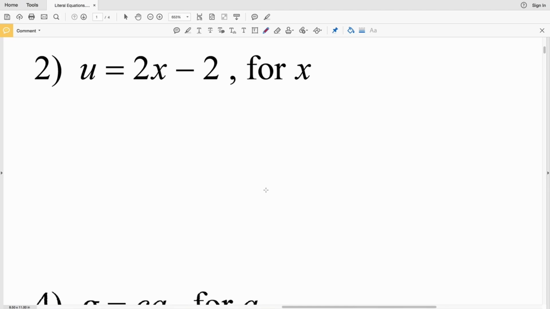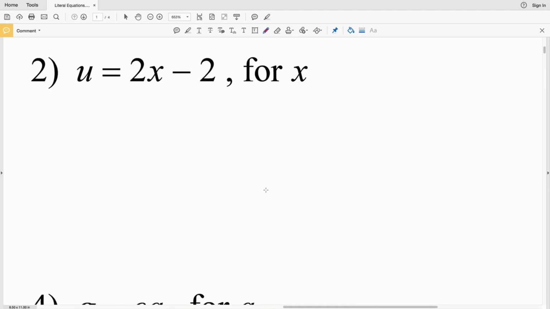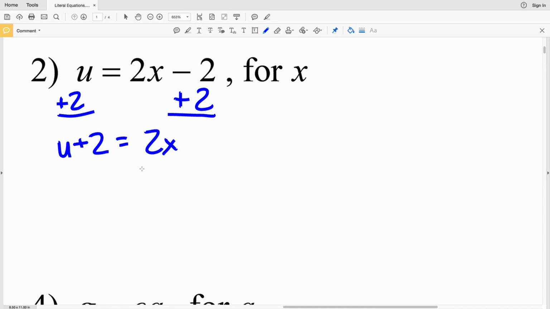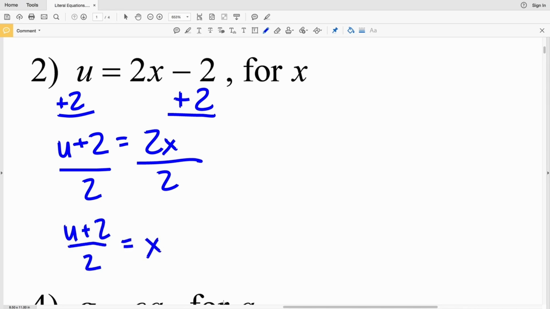In number 2, we have u equals 2x minus 2, and we're solving for x. We're going to start by adding 2 to both sides. On the left, we'll have u plus 2, and that's going to be equal to 2x on the right. Now all we have to do is divide by 2 to get that u plus 2 all over 2 is equal to x. And again, if you want to rewrite this, you can say x is equal to u plus 2 all over 2.